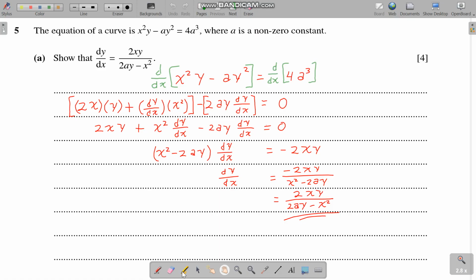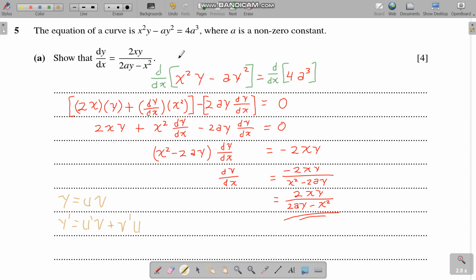So this is using implicit differentiation. You just rewrite this equation exactly the same, and then you differentiate both sides with respect to x. When we differentiate x squared y, because this is a multiplication, we have to use the product rule. So if y equals uv, then y prime is u prime v plus v prime u.